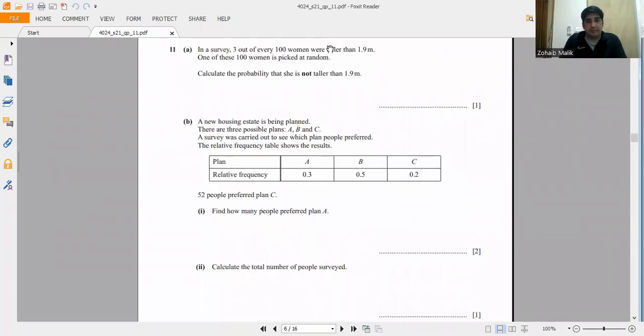Question number 11. In a survey, 3 out of every 100 women were taller than 1.9 meter. One of these 100 women is picked at random. Calculate the probability that she is not taller than 1.9 meter. If out of 100, 3 are greater than 1.9 meter, then definitely the rest would be smaller than 1.9 meter. तो अगर 3 ये हैं तो फिर जो रिमेनिंग है 97, तो इसका मतलब है कि प्रोबेबिलिटी इज 97 over 100. So this is the answer, 97 over 100, or you can write in decimal, which would be 0.97.